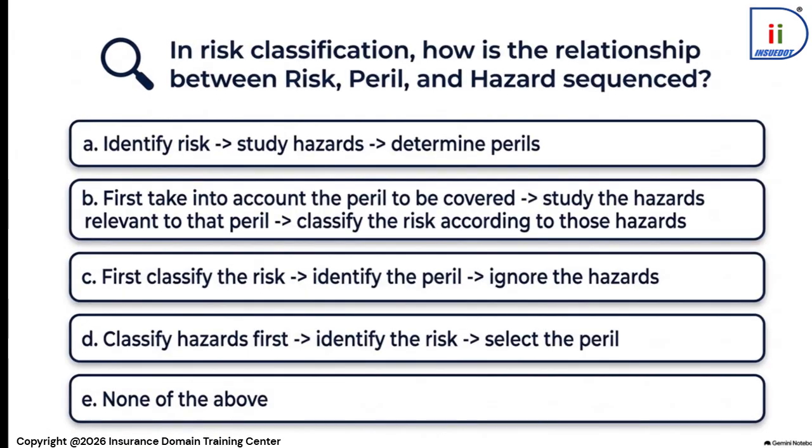Next question, question number 5. In risk classification, how is the relationship between risk, peril, and hazard sequenced? Read all the options.